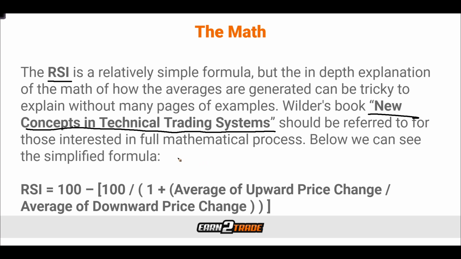Below, we can see the simplified formula, which is what we'll be using today. We have RSI equals 100 minus 100 over 1 plus the average of upward price change over the average of downward price change. When we word it like that, it's not too complicated.